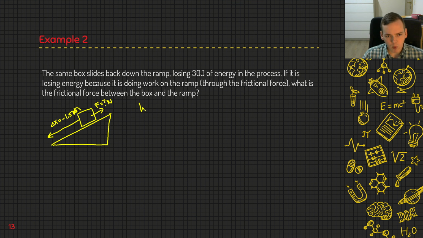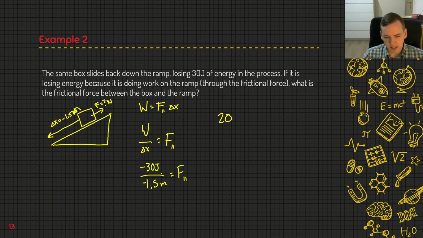So now we know that work should equal force parallel times delta x. We know the force should be in the positive direction, so we expect this to be a positive value. The delta x we expect to be negative. Work over delta x equals force parallel. Work, it's losing 30 joules, so we need to say negative 30 joules. Delta x is negative 1.5 meters. And that should equal my force parallel. 30 over 1.5 is 20.